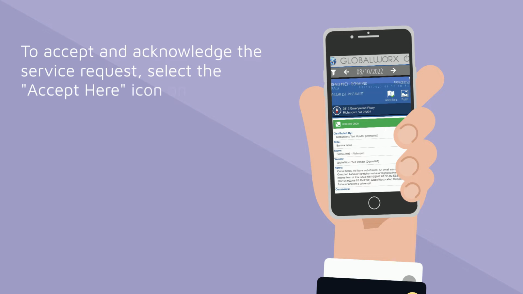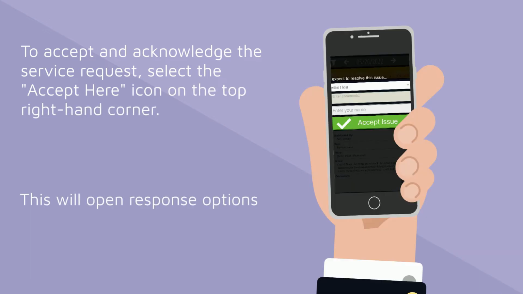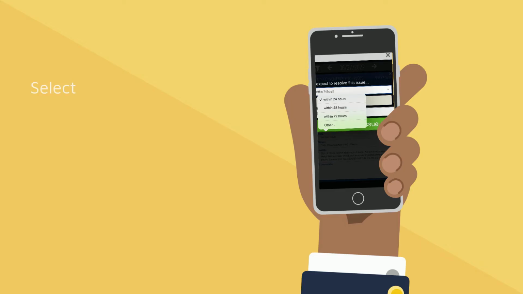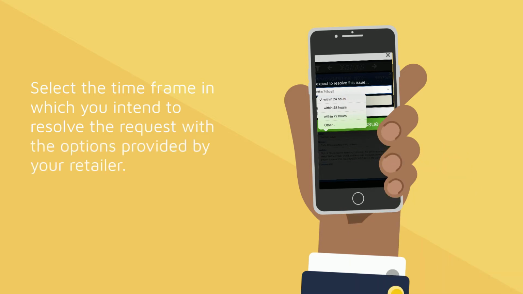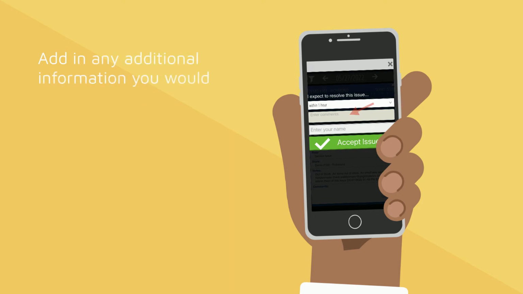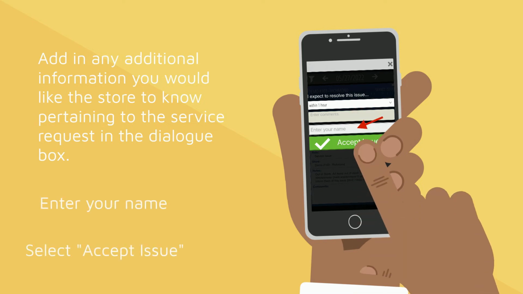To accept and acknowledge the service request, select the Accept Here icon on the top right-hand corner. This will open response options. Select the time frame in which you intend to resolve the request with the options provided by your retailer. Add in any additional information you would like the store to know pertaining to the service request in the dialog box. Enter your name and select Accept Issue.